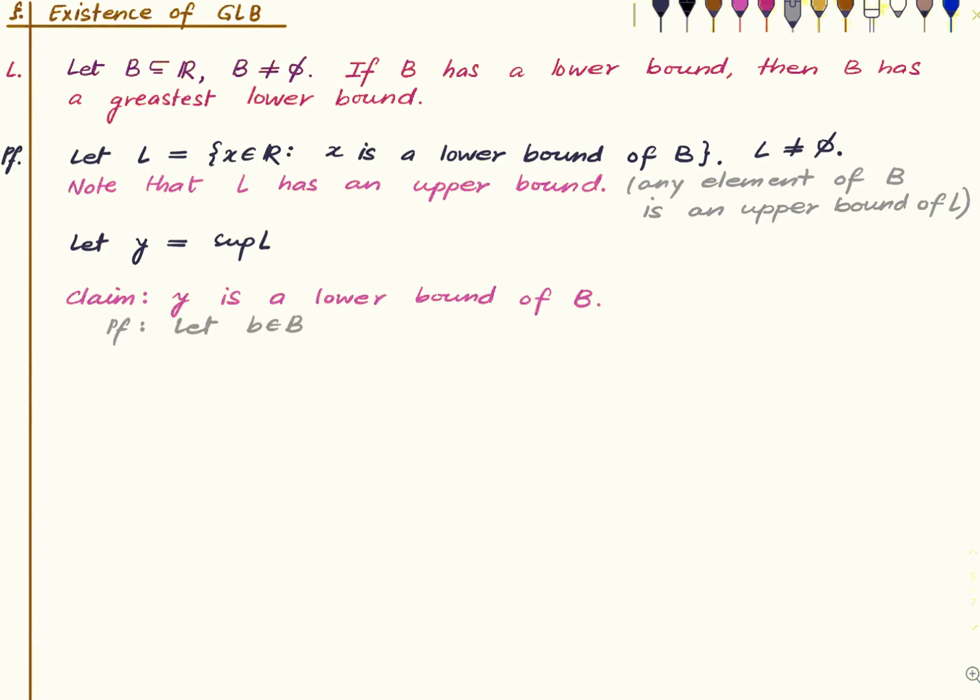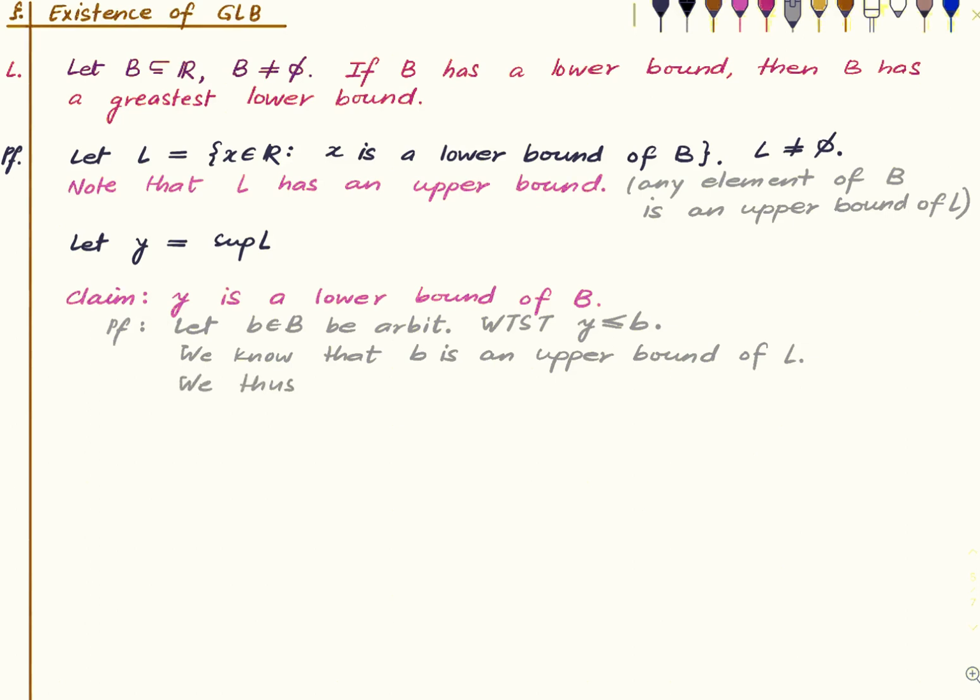So fix an element of the set B arbitrarily. We want to show that this is the case. This is what it means to say that y is the lower bound of B. But we know that B is an upper bound to L. And by the definition of supremum or the least upper bound, we thus have supremum will also be dominated by B because B is an upper bound to L, which is same as writing this is the case, and we are done. So we have proven this claim.